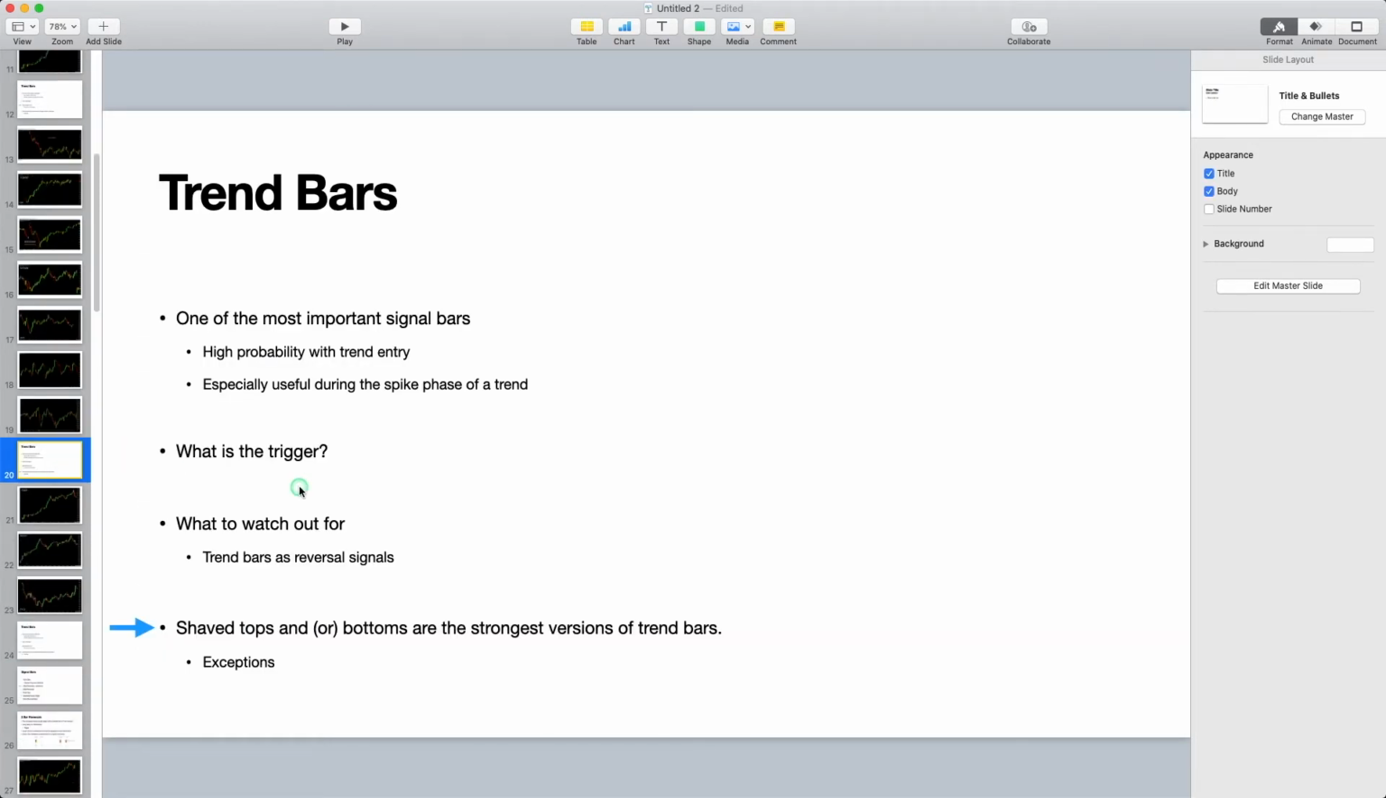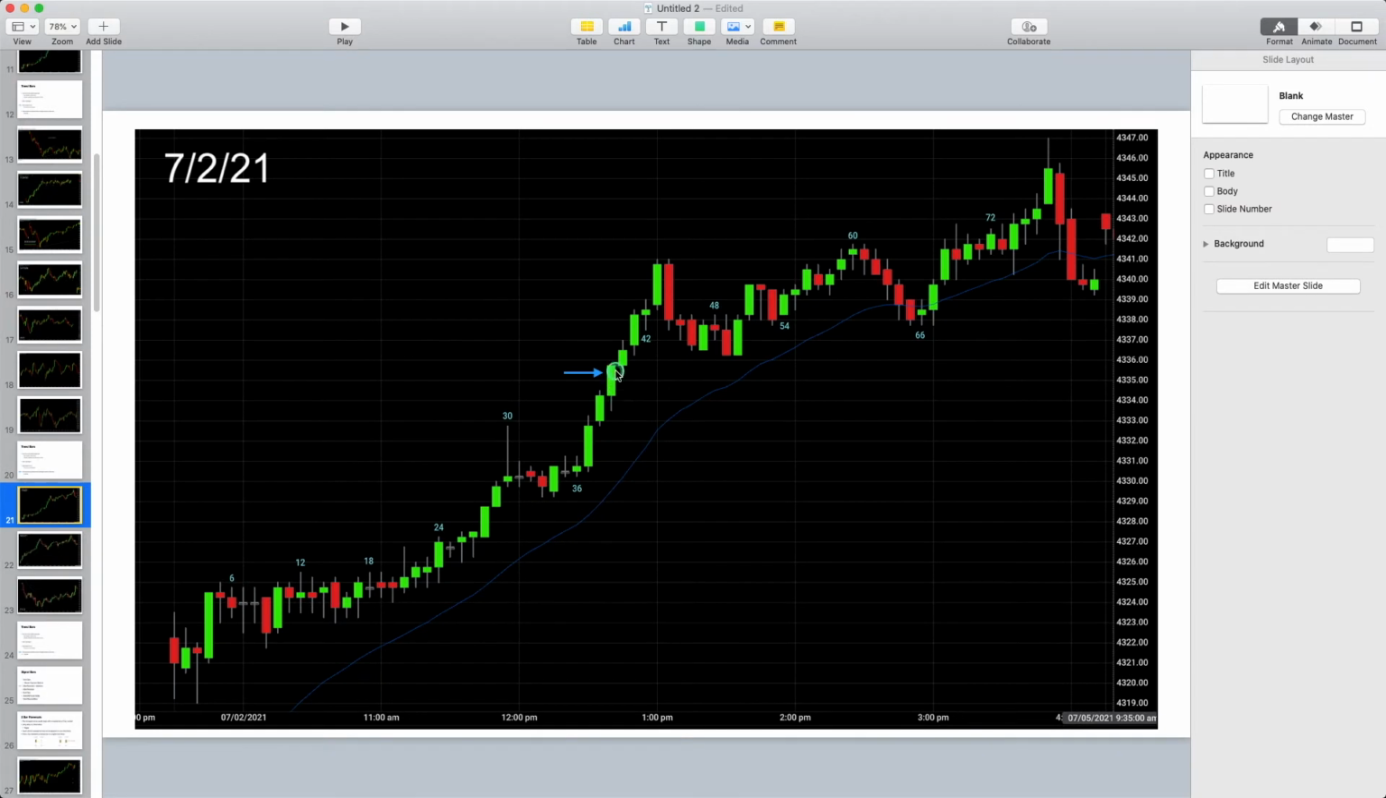So the final section in trend bars is shaved tops and bottoms. Now, shaved tops and bottoms are the strongest versions of trend bars. So you can see here we have a shaved top. It means that the bulls own the bar right until the last second of the bar. And so when you have a shaved top, like we have on 28 as well, we have a shaved bottom and shaved top, it means the bulls are owning the entire bar. And so that's usually a good buy in a bull trend when the context is right.